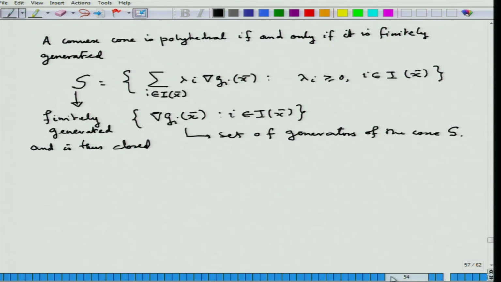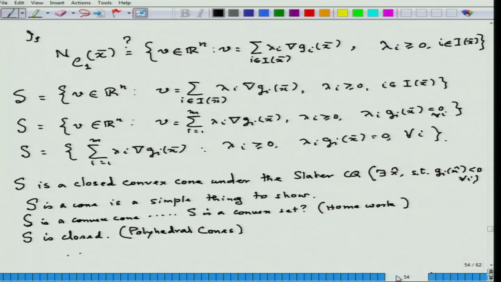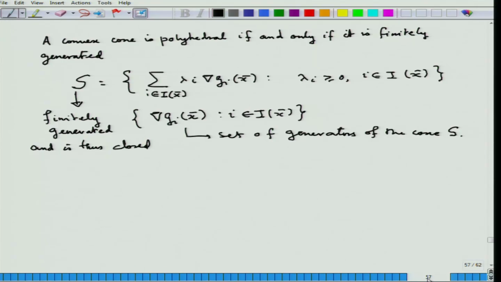So, the 3 requirements: S is a cone is done, which you can show; the convex cone would be your homework; and S is closed because of this polyhedrality. The 3 things we have done have now been completed. Now, our question is to show whether this is equal to this. Now, how do we do this?